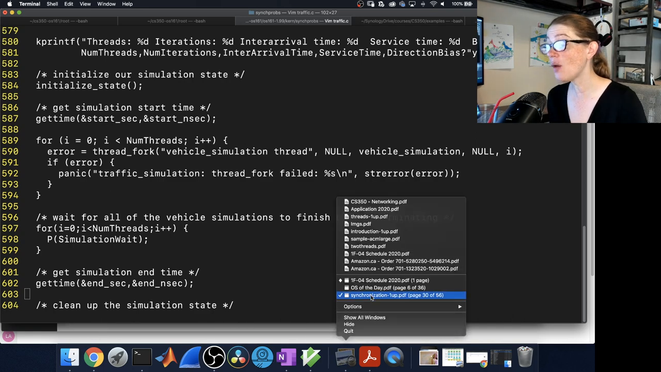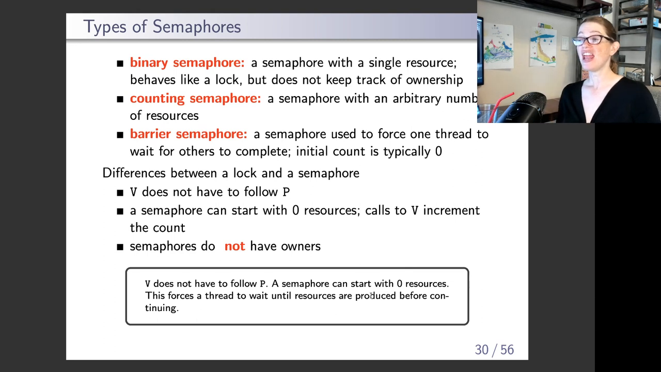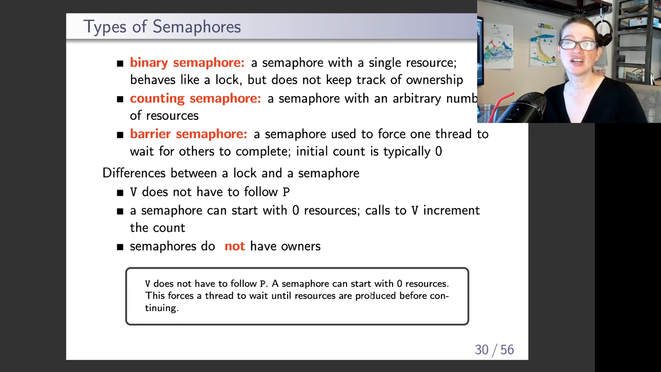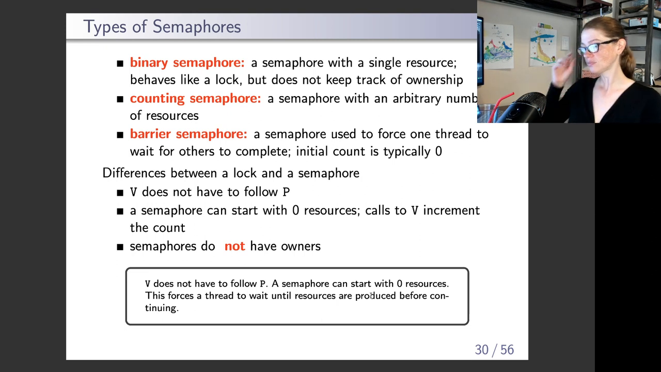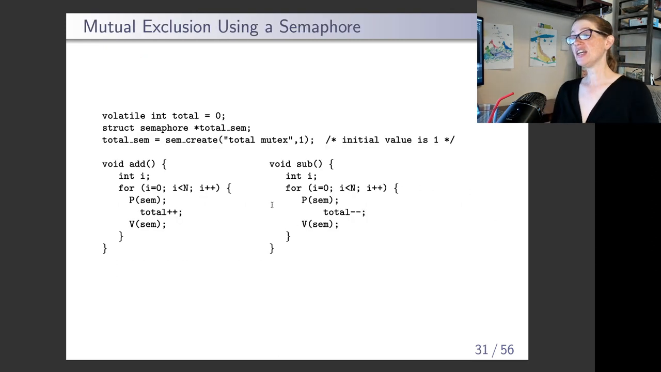And I think you can see now why I might like a semaphore so much. It could be a lock and give us mutual exclusion. We can use it to keep track of resources, and we can use it for things like barriers, and it's very simple to use. All right. So here's an example of using mutual exclusion with a semaphore.